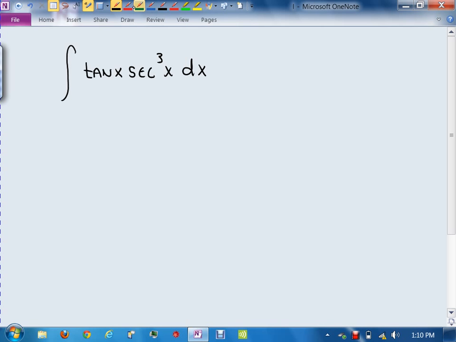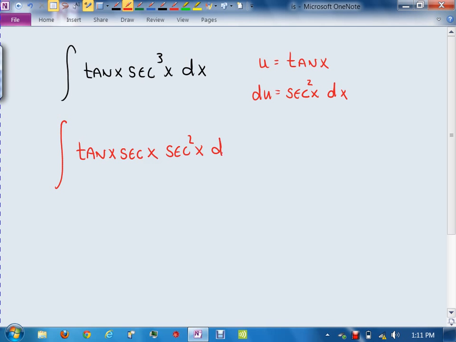If I let u be tangent, then what does my du need to be? Secant squared x dx. That's the derivative of tangent, right? Now, I could try this. I'm doing this in red, right? Tangent x, secant x, and then secant squared x dx.